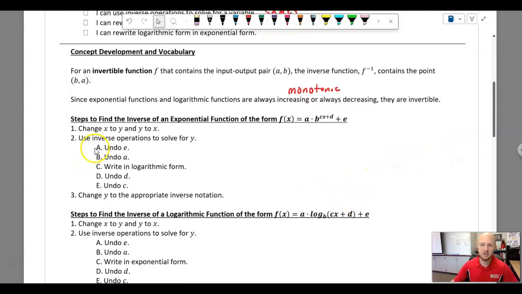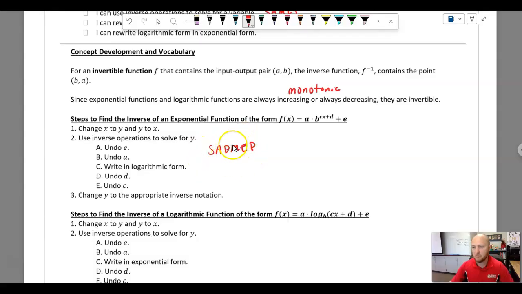Step 1, change x to y and y to x. Step 2, use inverse operations. Again, this is SADMEP, and the notes here outline step by step what to undo. But because every kind of function is different, I like to just understand that I'm going to undo using the inverse of whatever order of operations I'm doing, which is also in reverse, right? So always undo your addition and subtraction first. That's what the S and A stand for.